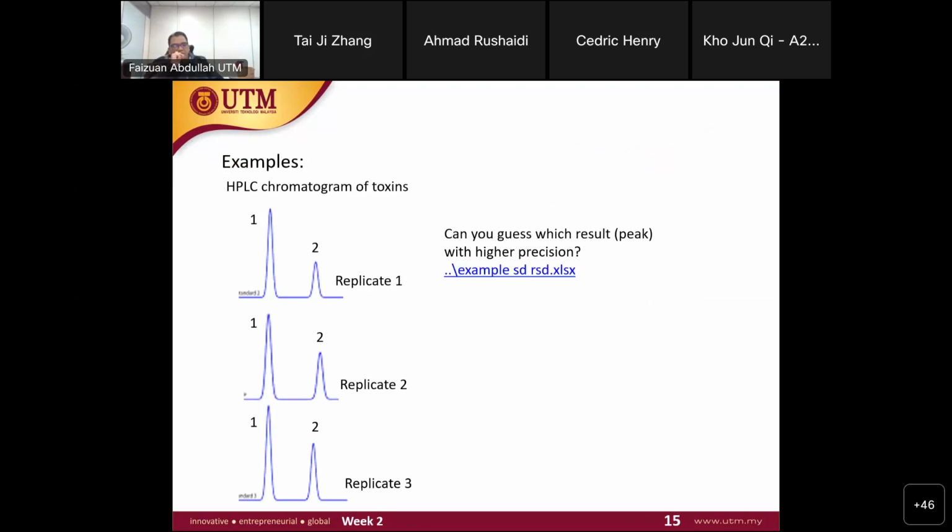Right, this is an example of an HPLC chromatogram of toxins. We have replicate 1, replicate 2, and replicate 3. Can you guess which result has higher precision?